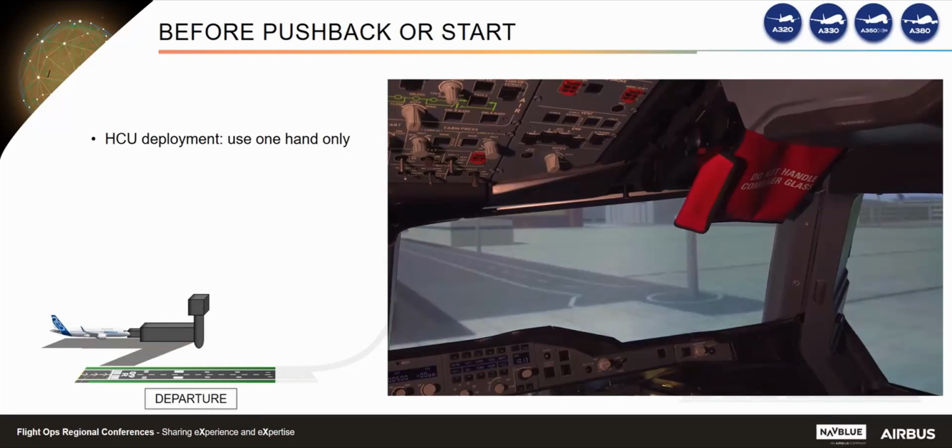At the time of the flight, the HCU, the head-up combiner unit, will be deployed as it will be used for the rest of the flight. The recommendation here is to operate the HCU with one hand only. The flight crew should use the hand located on the side of the HCU handle. This is because the deployment or the stowage of the HCU with two hands may damage the HCU mechanism. Let's now see a short video to illustrate that.